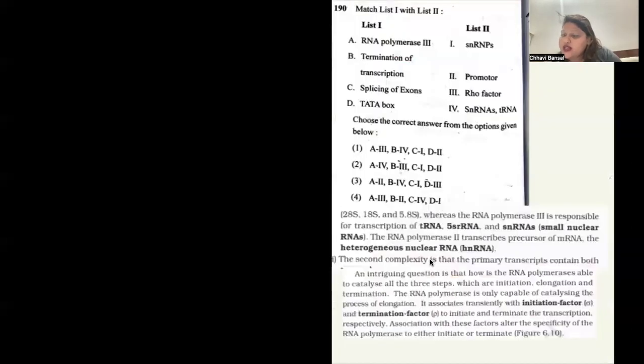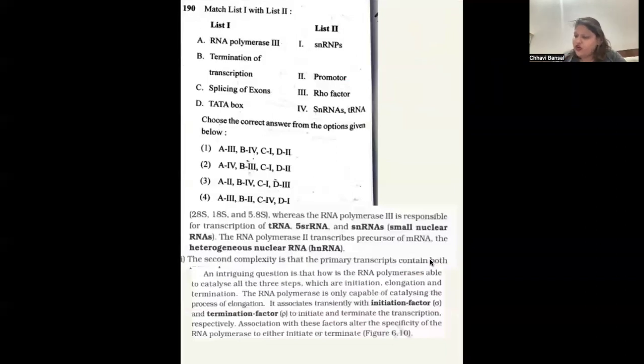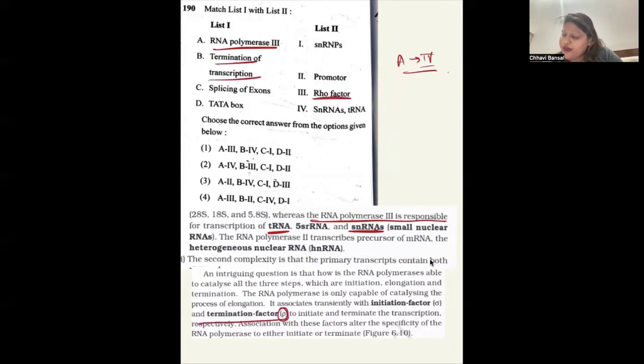Clear? Next question. This is taken from molecular basis of inheritance. RNA polymerase 3. RNA polymerase 3 is responsible for the transcription of tRNA, snRNA. Means for A, option 4 is there. Now the termination factor is Rho factor. So means termination of transcription is by the Rho factor. For B, it has to be 3 option.